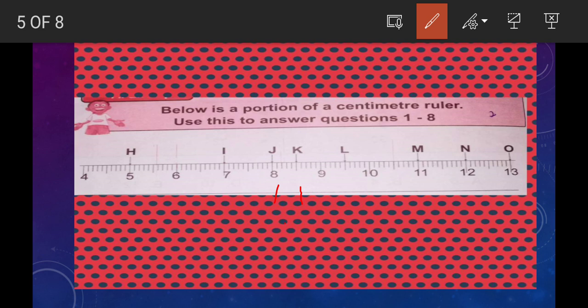What about if they ask how far is it from 11 to 13? You know that the length from 11 to 12 is 1 centimeter, and 12 to 13 is another 1 centimeter. So from point 11 to 13 is 2 centimeters. So that's how it is used in measurement.